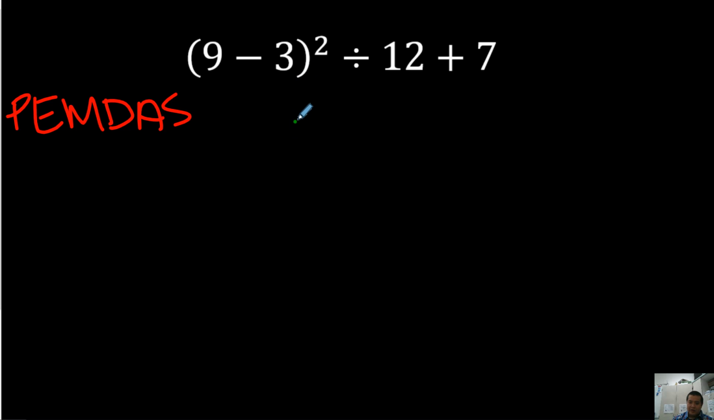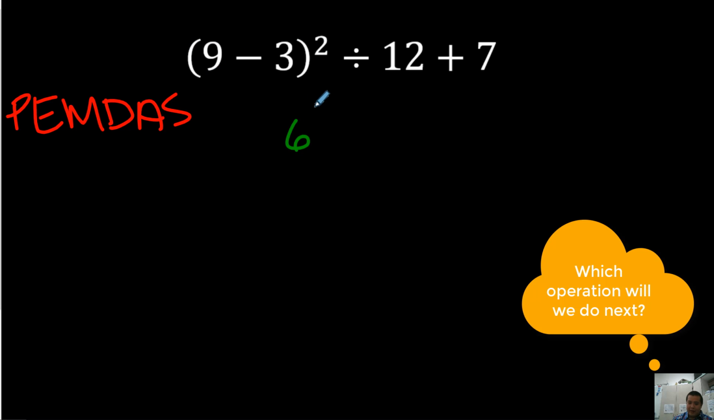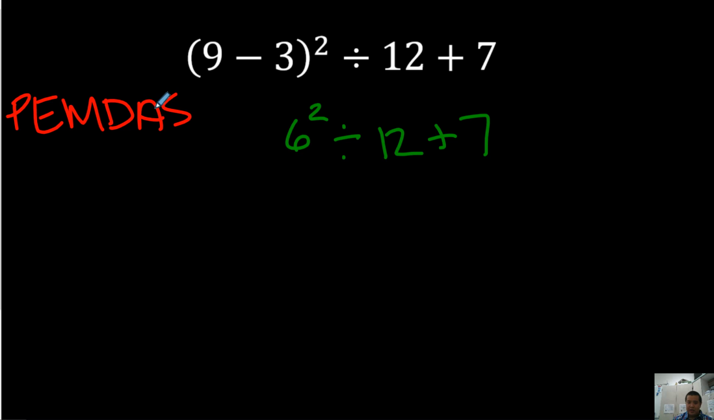So we've got 6. Remember to keep this square part. If there's a square on the outside of this parentheses, you need to keep that after you simplify what's inside the parentheses, divided by 12 plus 7. So now we have 3 operations left. We have exponents, we have division, and we have addition. According to the order of operations, exponents happens before division and addition.